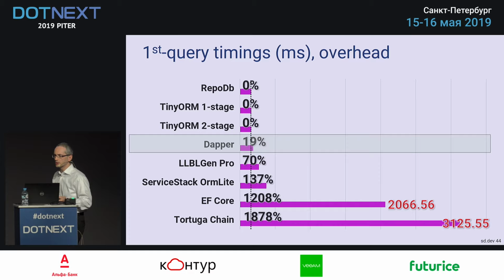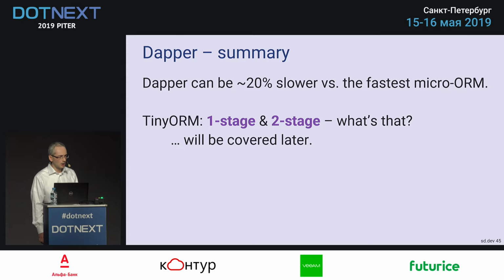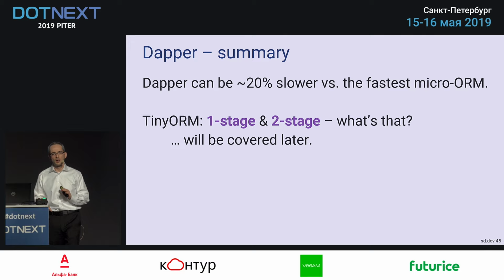So to summarize Dapper, we've seen that Dapper can be up to 20% slower than the fastest micro-ORM. On the graphs that you've seen, I've shown you tinyORM in two different stages or modes, one stage and a two stage. So what's that? We haven't really covered that yet. So keep that question in mind. We will cover that later.